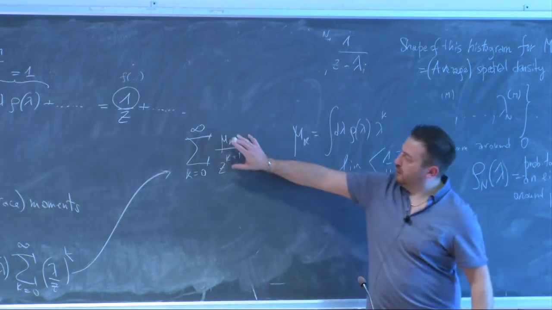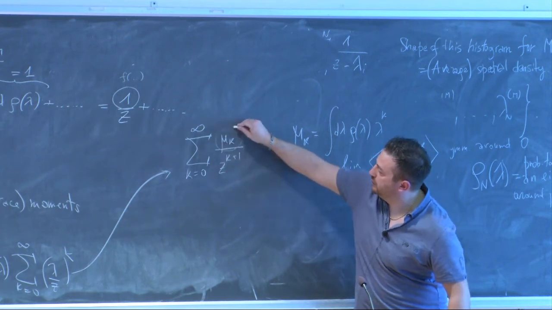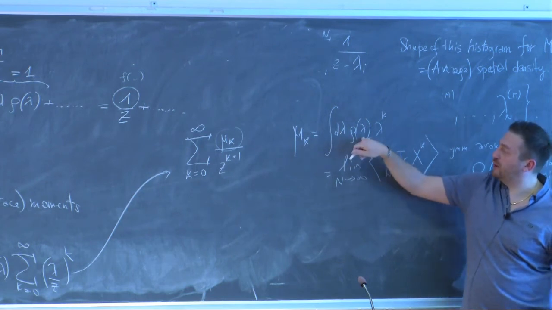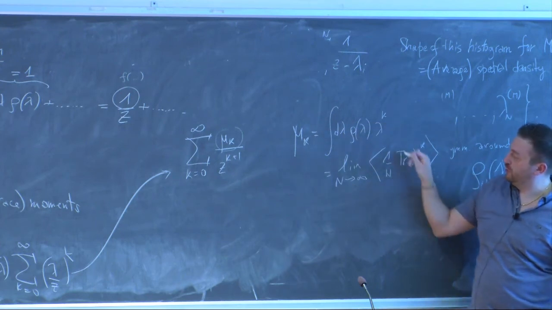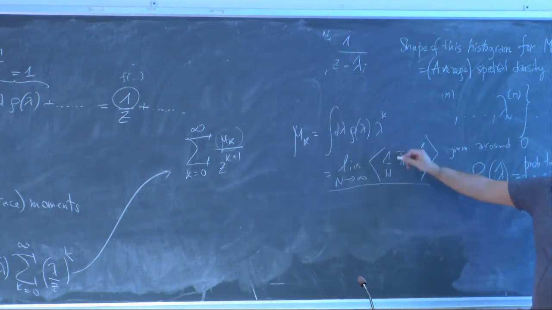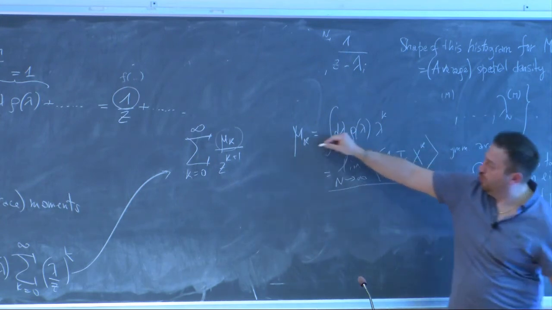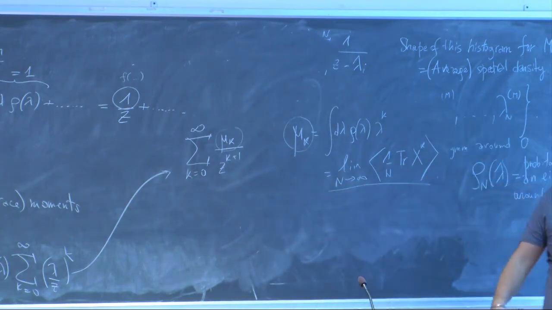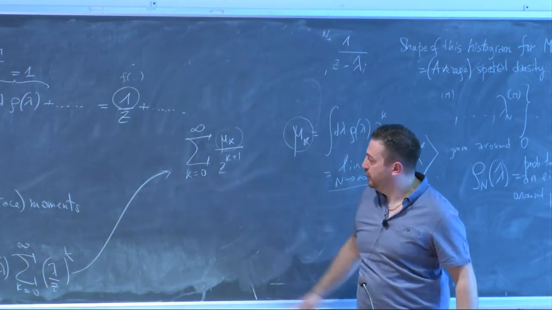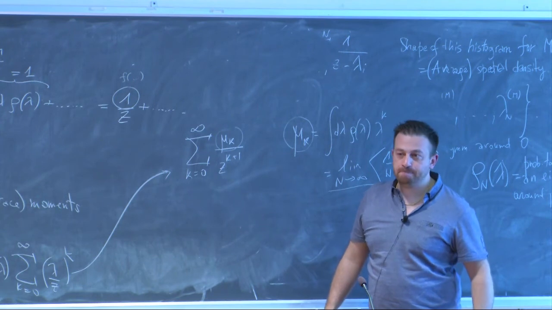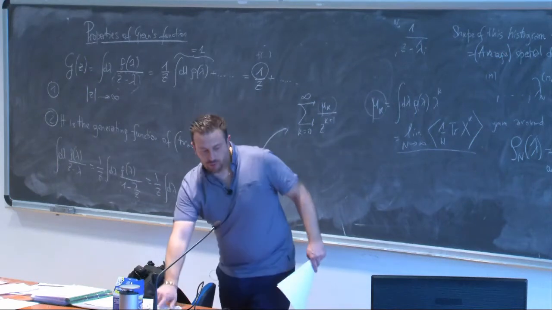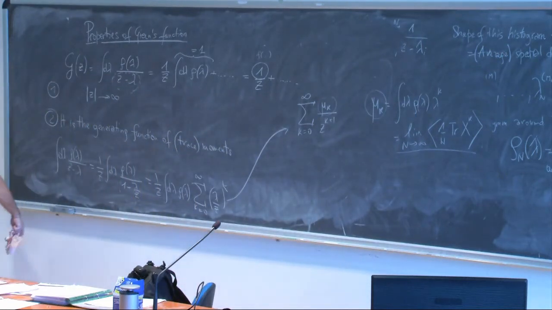So the resolvent encodes all the moments of the spectral density. The integral of the spectral density times lambda to the k can be trivially mapped into the average of the trace of x to the power k. So all of these are encoded in G of z if you make a Laurent expansion in z. Sometimes this property is also useful. But the third property is the most useful of them all.